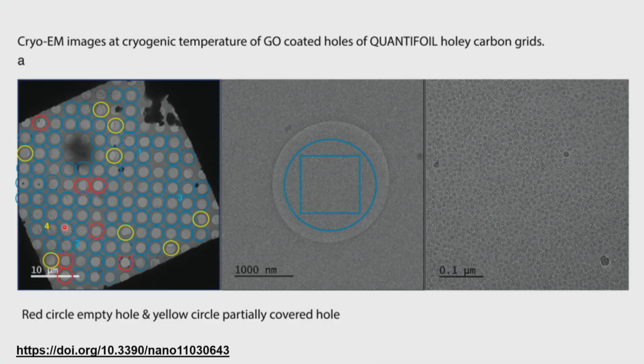So, if you look at this particular grid, you can see there are a couple of different colored circles. This is one of the squares where you can see different circular holes, and if you look at the red, the yellow and the blue, you can see different intensities of the holes. If you look at this red hole and this nearby blue hole, you can see this hole is much brighter. So, that means this hole is completely empty.